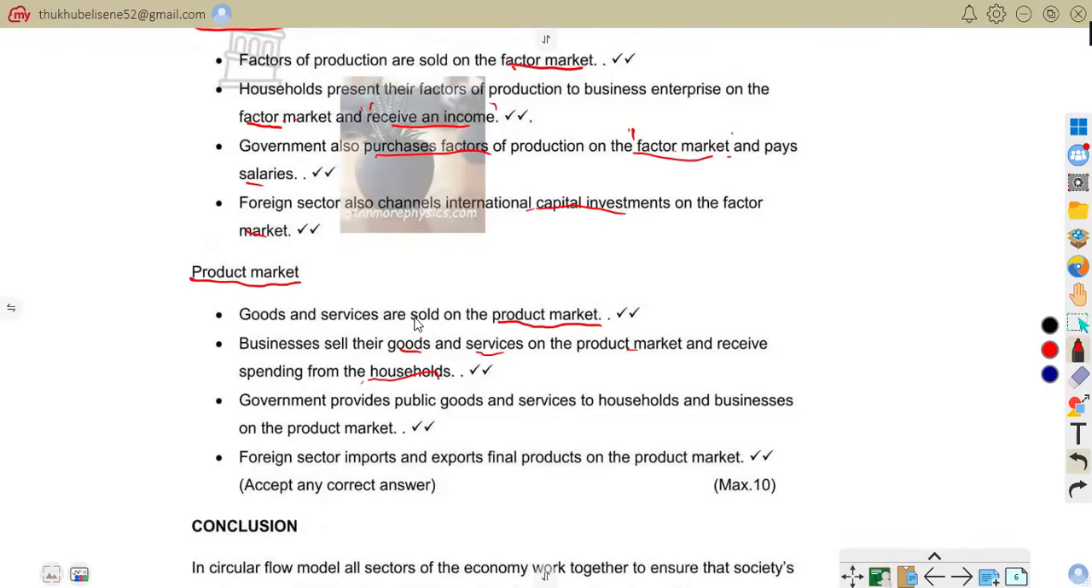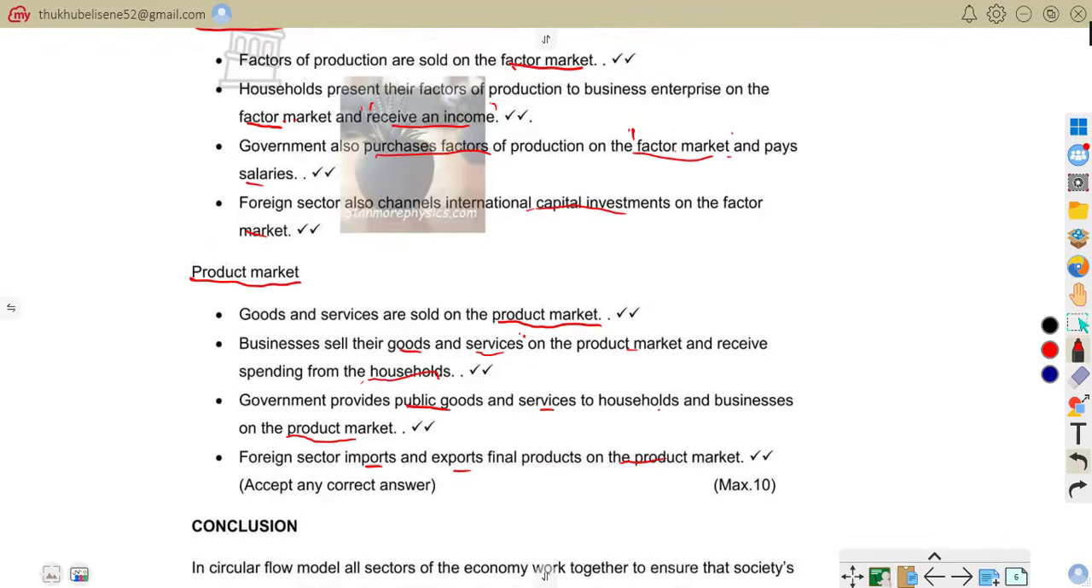Here, business is the one that sells their goods and services on the product market. They are going to receive spending from households because households are the ones who are going to buy goods and services from the businesses. Government provides public goods and services to households and business on the product market, because government is going to buy from the business and provide services to the households. Foreign sector imports and exports final products on the product market.